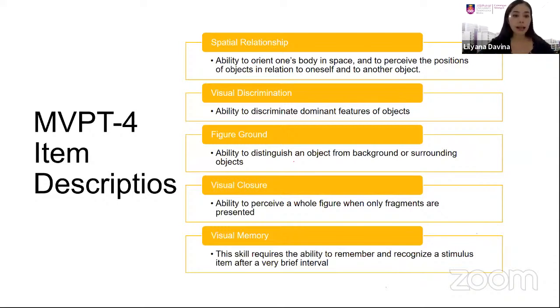Okay, and then visual closure. What is visual closure? Okay, visual closure here is a form of visual discrimination, and it involves the ability to perceive a whole figure when only fragments are presented. Okay, visual closure ni merujuk kepada keupayaan kita untuk melihat keseluruhan figure walaupun kita hanya boleh lihat cebis-cebis gambar tu je.